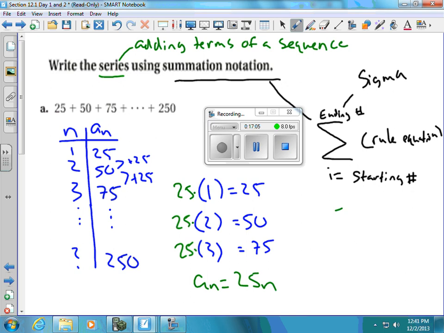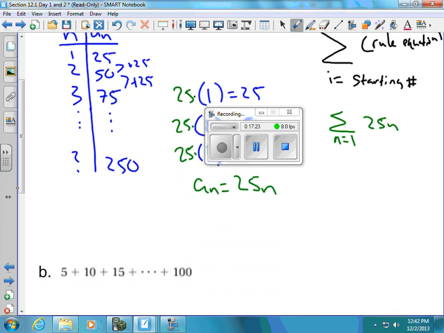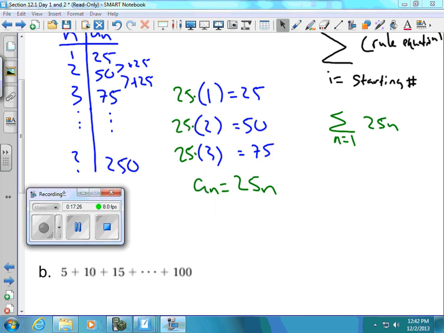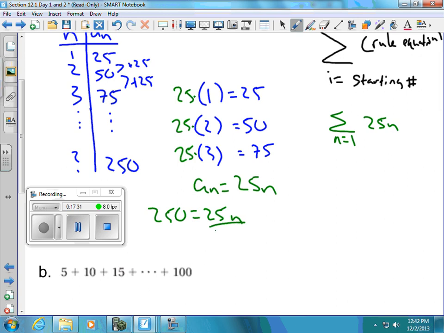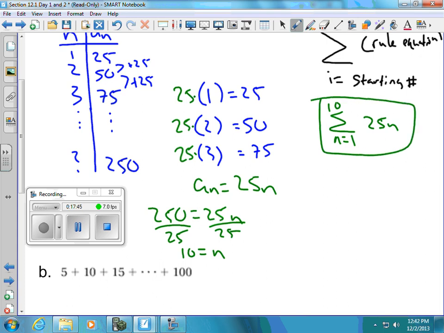So if we're going to write this in summation notation, we have this part, 25n. We start at n equals 1, that's our starting value. We just have to know where we end up. The way we do that with this type of situation, we say, okay, 250, that's our last term. So 250 equals 25n. Let's divide both sides by 25. And 250 divided by 25 tells us that the nth term for this series is 10. So 10 is going to go on the top. We've just written that in series notation.